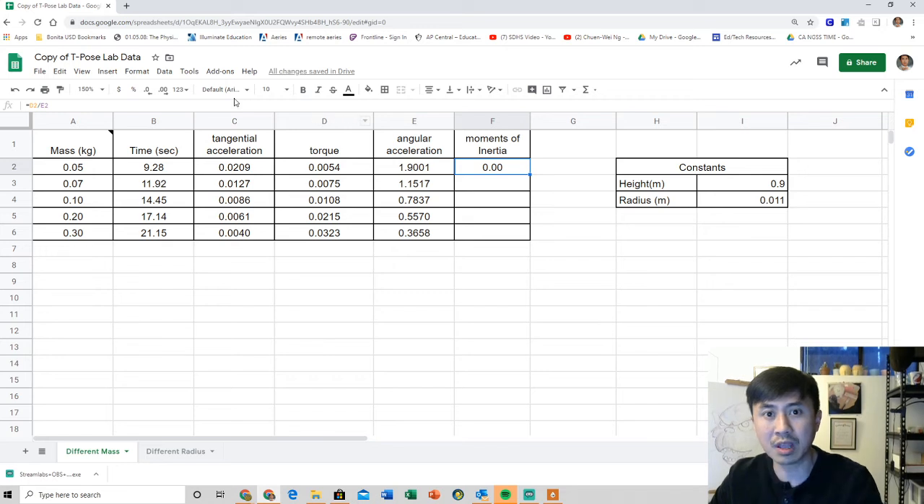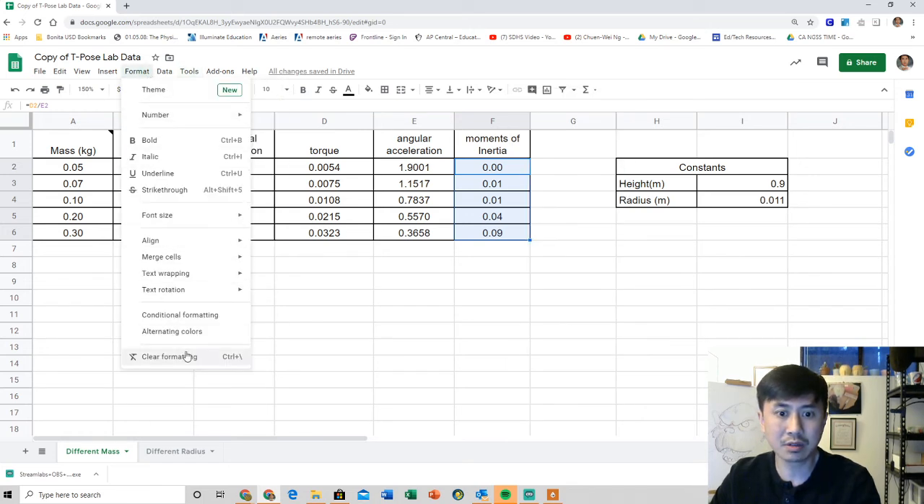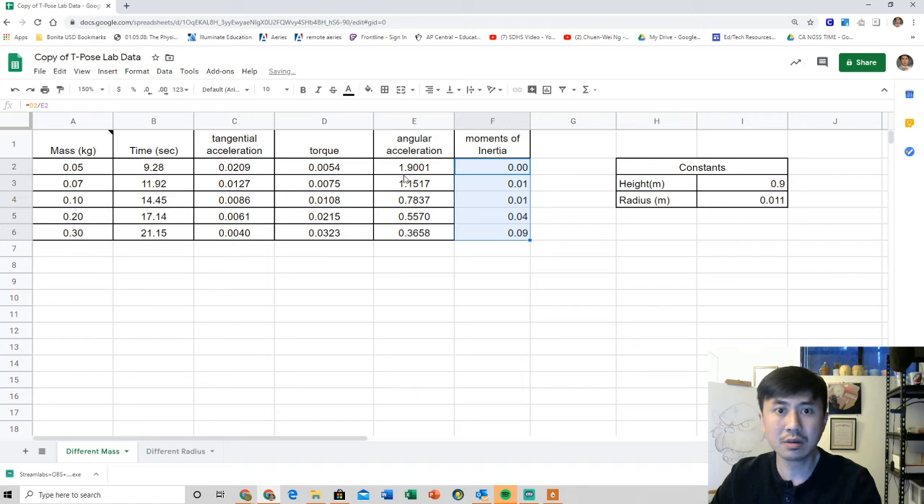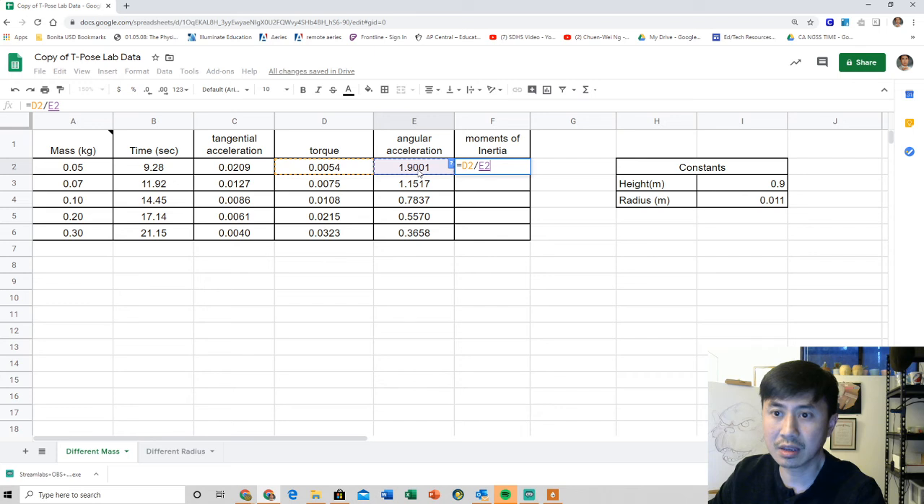Chances are you probably don't have it all neat like this. You probably have a bunch of huge numbers here. Let me undo the formatting. So more format, clear formatting. Format, clear formatting. Ugh. All right, whatever. The moment of inertia is equal to the torque divided by the angular acceleration.